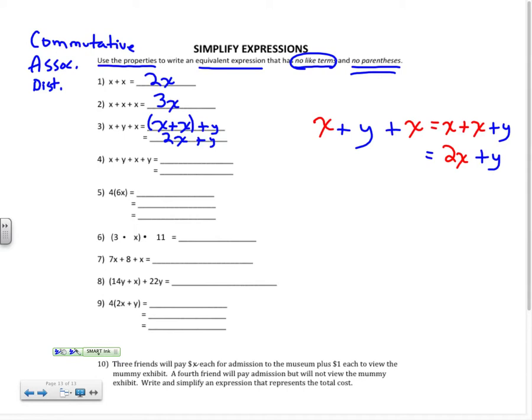All right, the next example is, you notice I have an x plus a y plus an x plus a y. So let me write that up here.